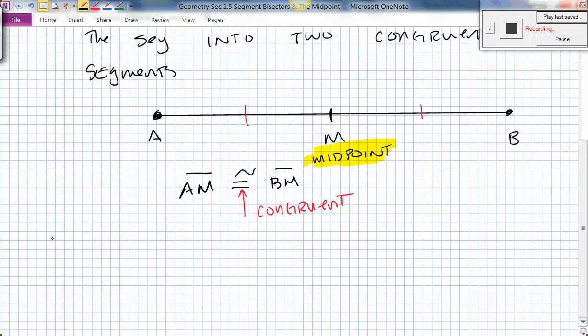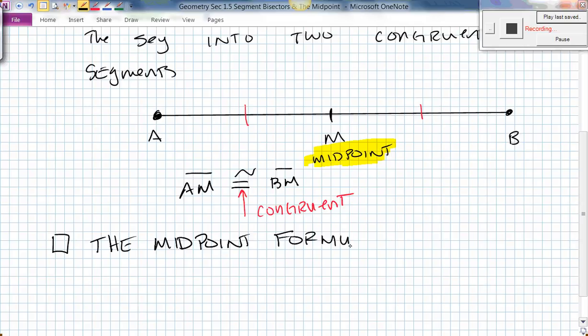Okay, let's talk about this idea of the midpoint formula. So on, I think it was Tuesday, we talked about the distance formula, right? The distance formula computes a full-on distance and it gives you a number, right? The midpoint formula gives you a location on the xy coordinate plane.